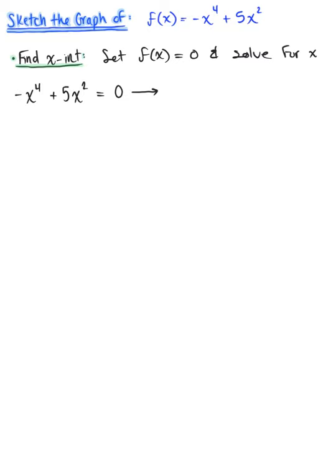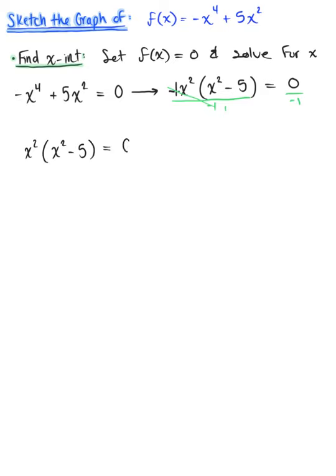So looking at this, we have a greatest common factor of minus x squared. So we have minus x squared now multiplied by x squared minus 5 is equal to 0. And just like with the first example, I'm going to think about this negative 1. And to simplify this, I'm going to go ahead now and divide both sides of this equation by negative 1. So negative 1 divided by negative 1 goes to 1. And we are now left with x squared multiplied by x squared minus 5 is equal to 0.